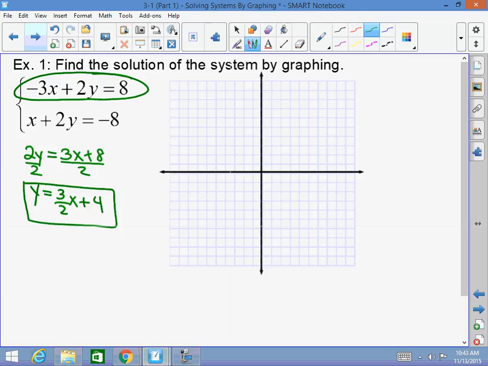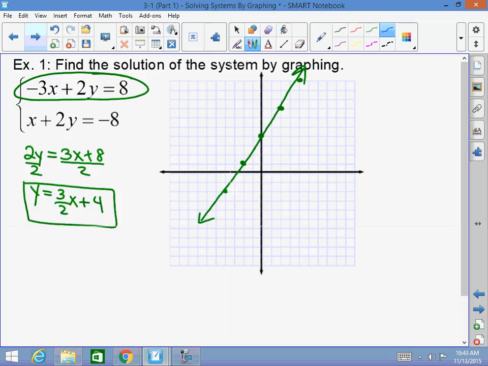My y-intercept is 4, so I go 1, 2, 3, 4. My slope is 3 over 2, so I go up 3, over 2 to the right, up 3, over 2 to the right. Just go backwards, down 3, 2 to the left, down 3, 2 to the left, and connect the dots, and that is my line.